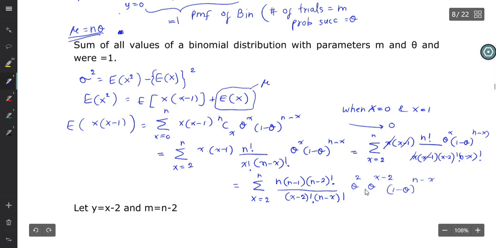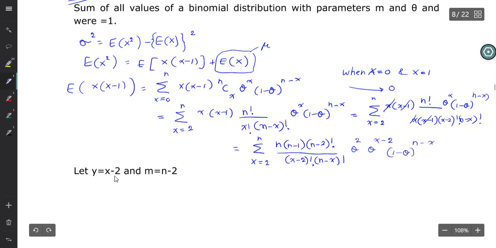Why do we do that? In order to have the theta to power x minus 2 term here, because then it has that nice formation of the binomial density, right? Now you can take the constants out. Your constant will be now n times (n minus 1) times theta square, okay? And then by replacing x minus 2 with y and n minus 2 with m, like the previous case, what do you get?